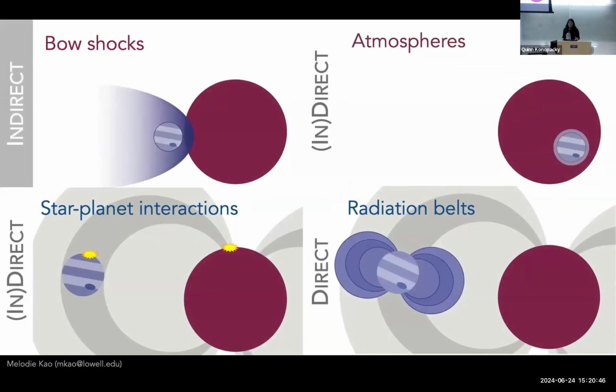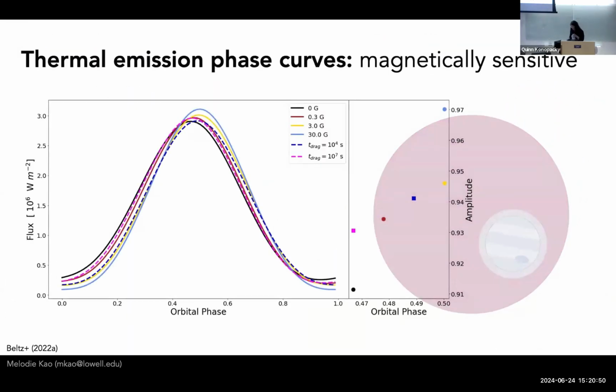Instead, we can turn to atmospheres and begin to potentially infer magnetic field strengths.